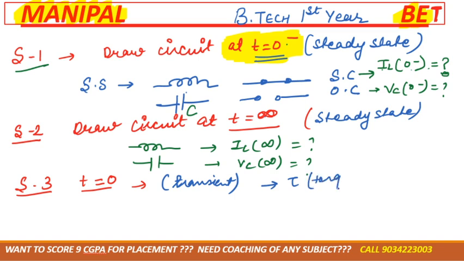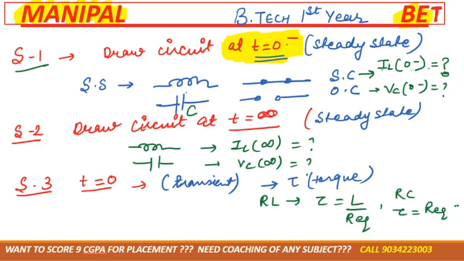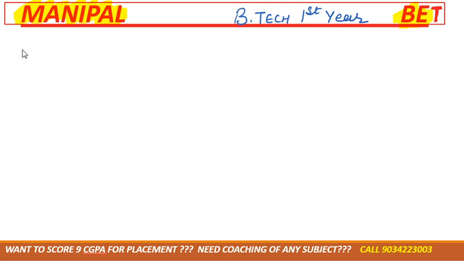Tau is the time constant. Again, as you know, there are two cases. If there is an RL circuit, then tau is L divided by R equivalent. And if there is an RC circuit, then tau value is equal to R equivalent multiplied by C. What is R equivalent over here? R equivalent is the RTH. Okay, understood?